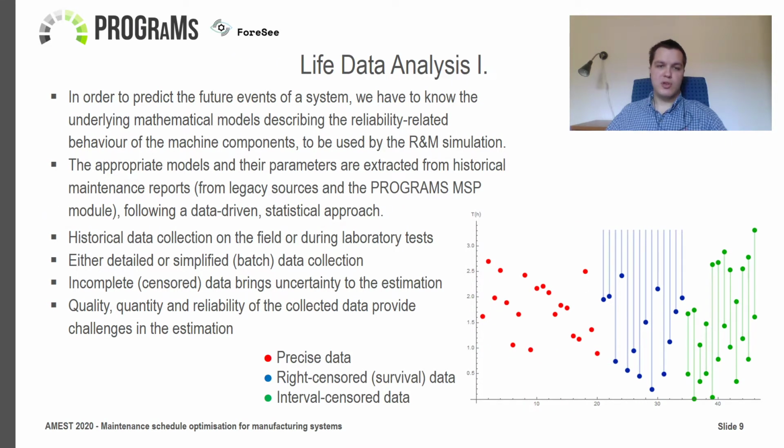Once we have the machine definition and the list of components, the next step in the process is data analysis. In order to predict the future maintenance-related behavior of the system, we need to know the underlying reliability models and their parameters for each component. These models and parameters are extracted from historical maintenance reports, collected either from legacy databases or from dedicated software, such as the program's Maintenance Service platform, following a data-driven statistical approach. However, data quality, quantity, and reliability is often an issue. Even though precise data collection is preferred, in some cases, only sensor maintenance data is available, which brings uncertainty to the estimation.